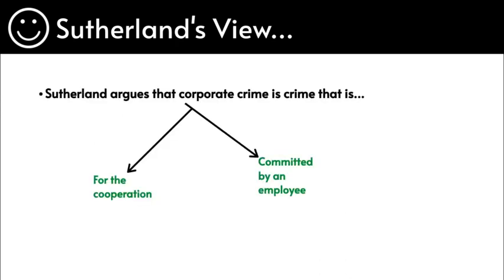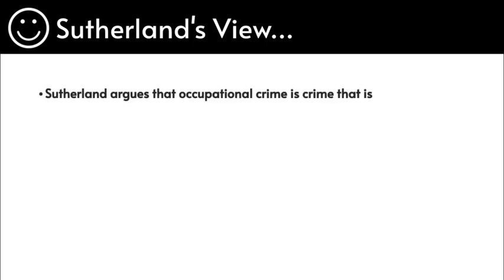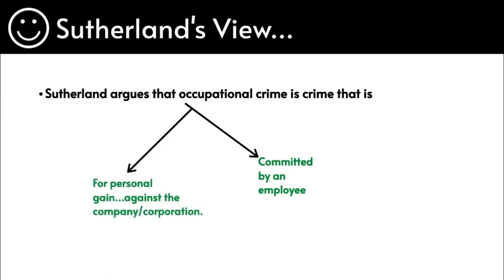And please again learn this definition, because I'll be looking at it and referring to this keyword corporate crime within my next few slides as well as my next few videos. So please do this before going on. So, Sutherland, also another definition here, argues that occupational crime is crime that is committed by an employee, obviously, for personal gain against the company or corporation. Here is another definition. Please learn it and then go forward with the content.